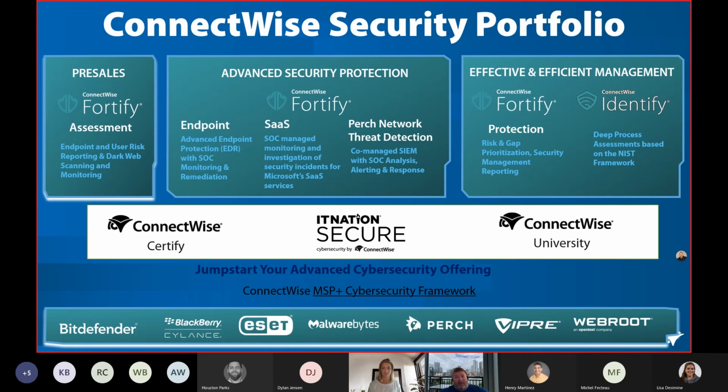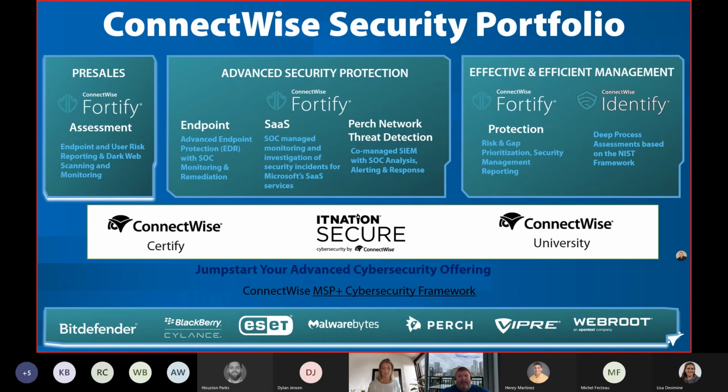remediation as well, right? And then same thing with the Perch Network Threat Detection that Dylan's going to talk about in detail. That is our full-blown SIEM solution. So we're not just looking at 365 logs, we're looking at logs from the other devices, whether it's firewalls, servers, workstations, other integrations with SaaS products, and so on, and then generating alerts of suspicious activity there as well.